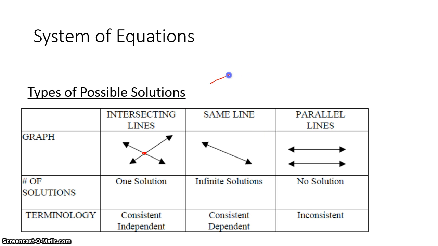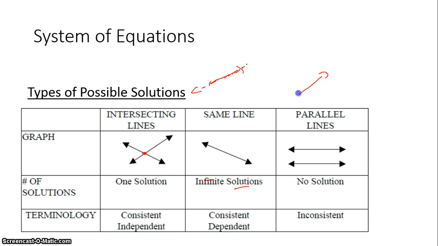Now, the same line would give us infinite solutions. If I have one line like this, and then I overlay another line directly on top of it, isn't any value that I plug in for x on either of these lines going to give me the same exact y? Yes. So that's why we have infinite solutions, and it is consistent dependent.